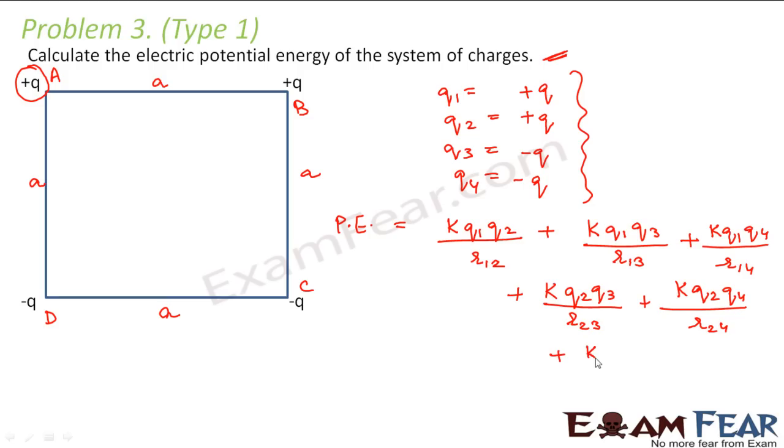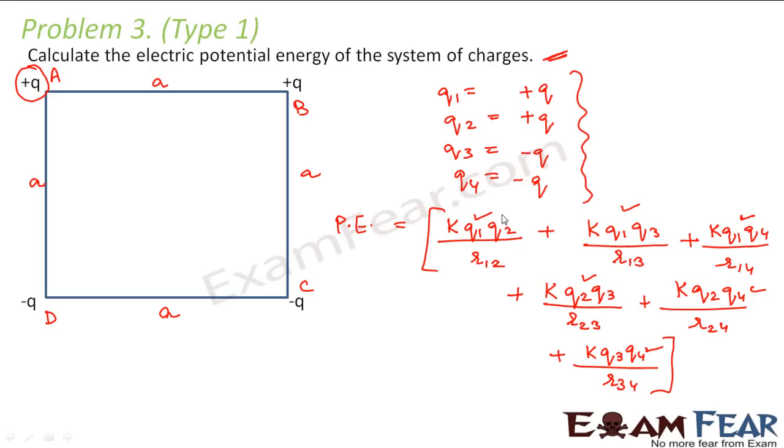Now let us start with Q3. Q3 Q1 is covered here, and Q3 Q2 is covered here. So you start with Q3 Q4 divided by R34. So Q3 is over. Now start with Q4. If you look at Q4, it is covered with all of them: Q4 with Q1, Q4 with Q2, Q4 with Q3. Since we are not supposed to repeat terms, this is our total potential energy of the system.